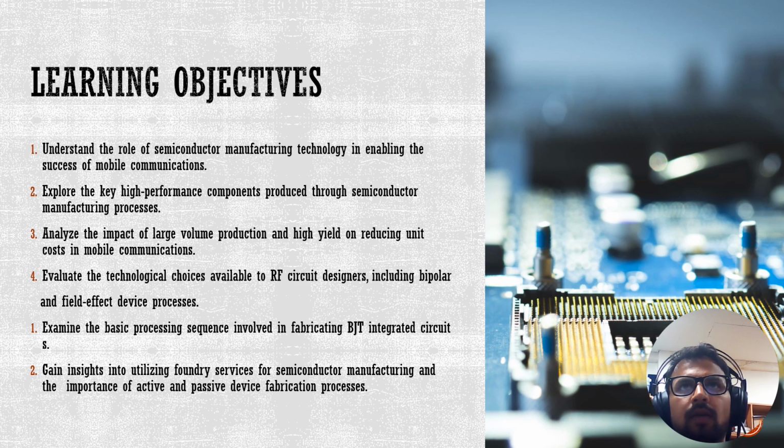Understand the role of semiconductor manufacturing technology in enabling the success of mobile communication is one of them. Explore the key high performance components produced through semiconductor manufacturing processes, analyze the impact of large volume production and high yield on reducing unit cost in mobile communication, evaluate the technology choices available to RF circuit designers, including bipolar and field effect device processes, examine the basic processing sequence involved in fabricating HBT integrated circuits, and gain insight into utilizing foundry services for semiconductor manufacturing and the importance of active and passive device fabrication.